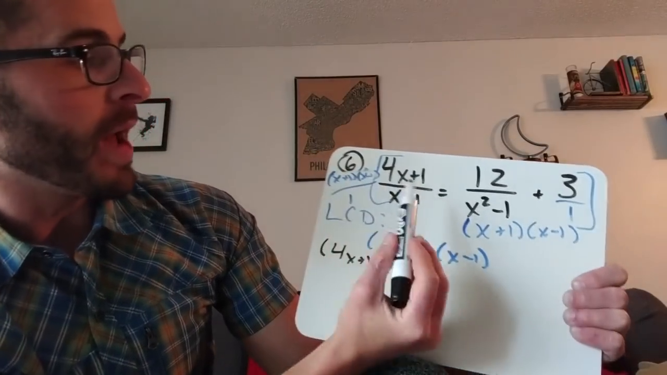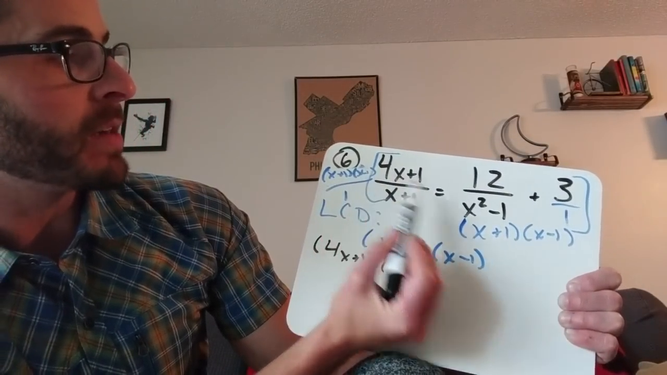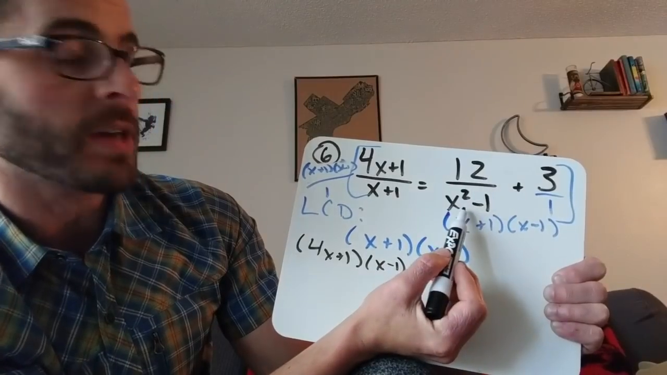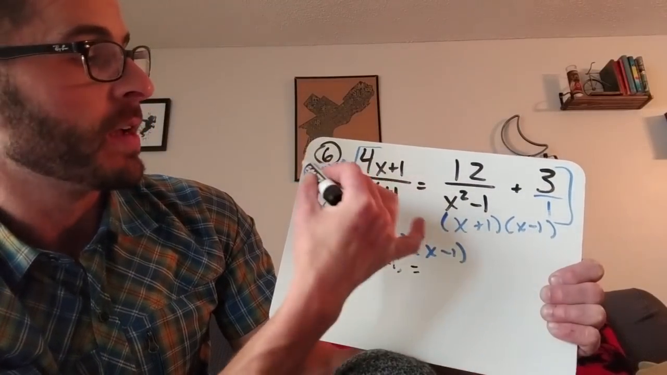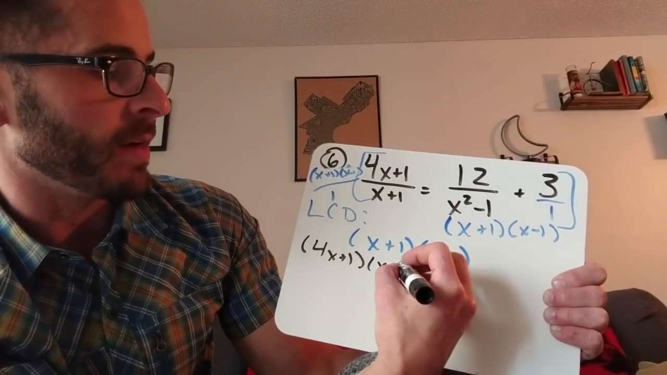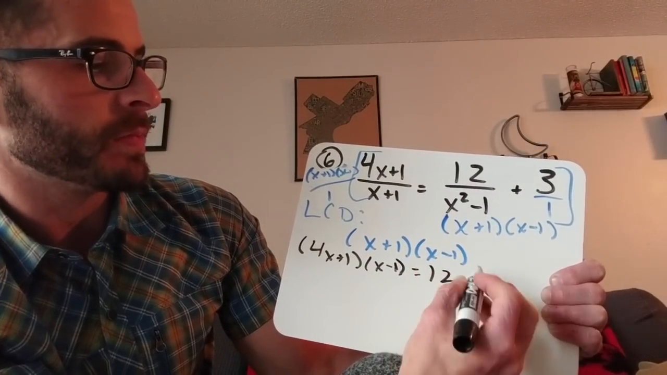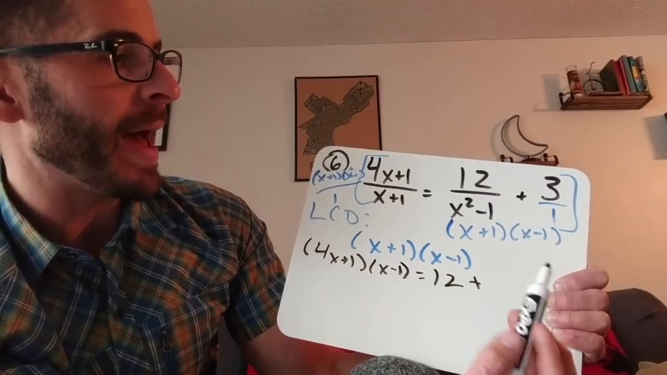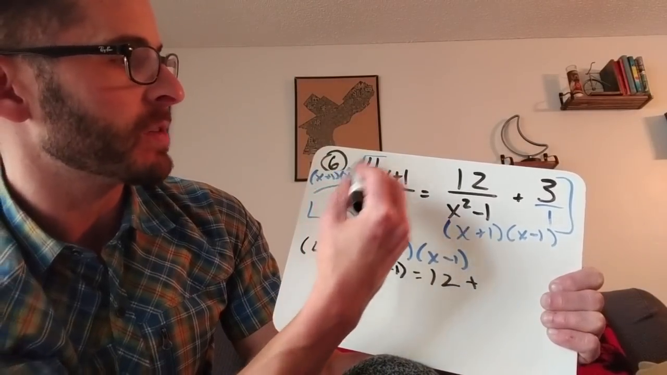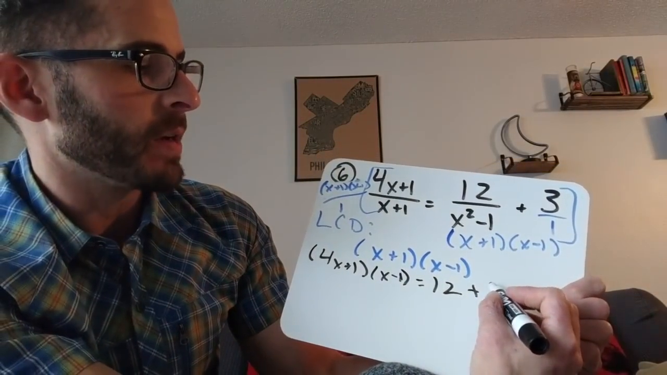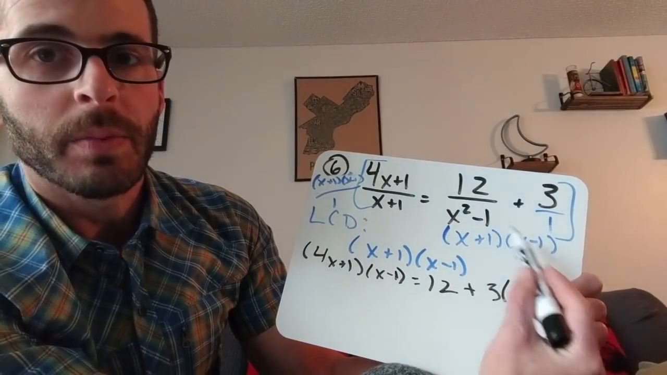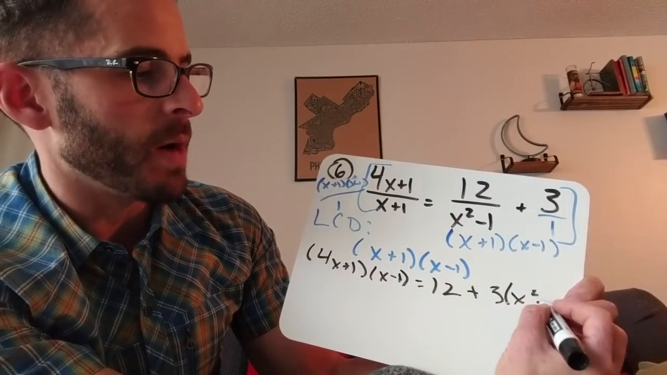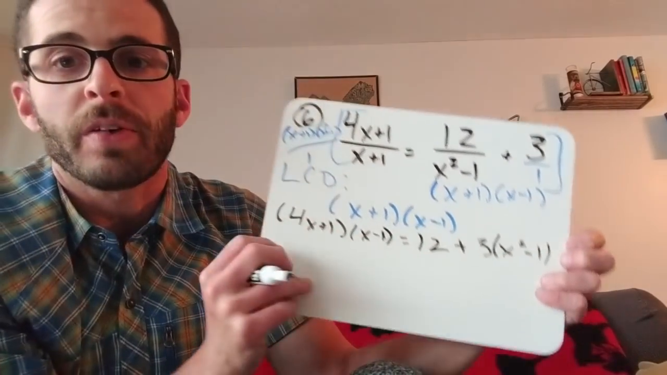Equals. What happens when I multiply x plus 1 and x minus 1 to 12 over x squared minus 1? Well, this is x squared minus 1, right? We figured it out. So the whole denominator cancels out. It's just going to equal 12. And then finally, what happens when I multiply x plus 1, x minus 1 to 3? I'm going to get 3 times x plus 1, x minus 1. But I'm just going to write that as x squared minus 1, because I'm going to have to simplify it anyway.